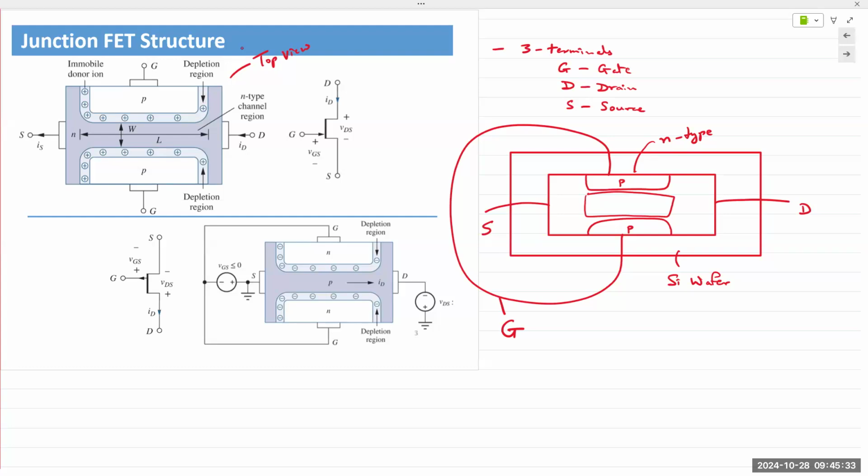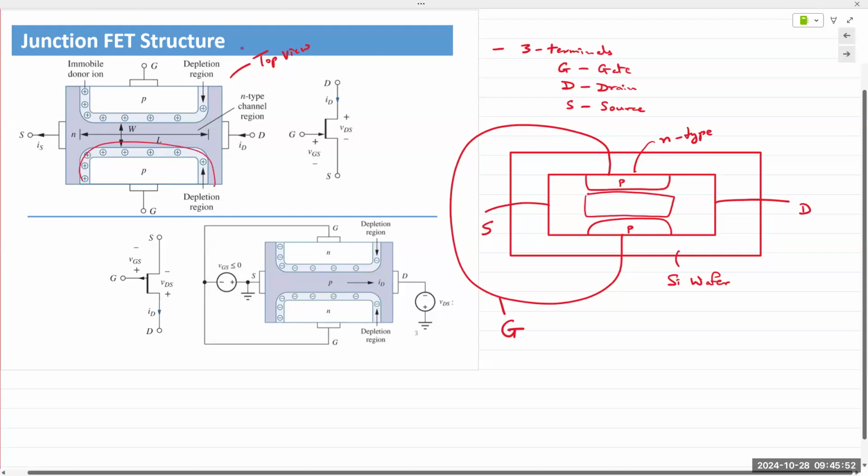So now the device is being shown at equilibrium. Think back to chapter 2. We had a PN junction, and at thermal equilibrium, what did we have? We have a depletion region.